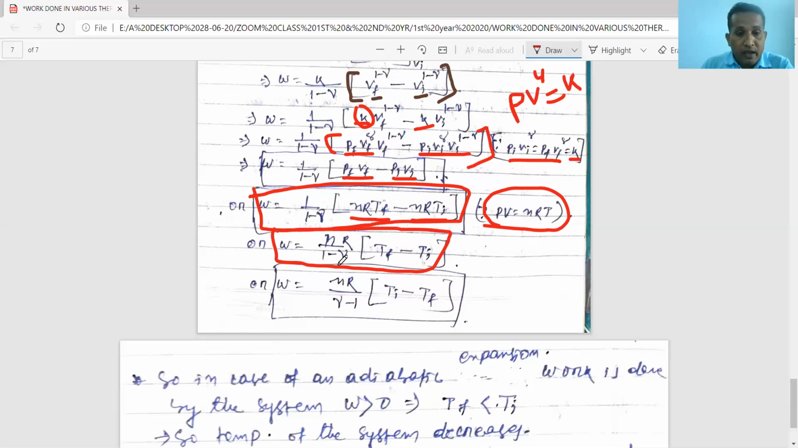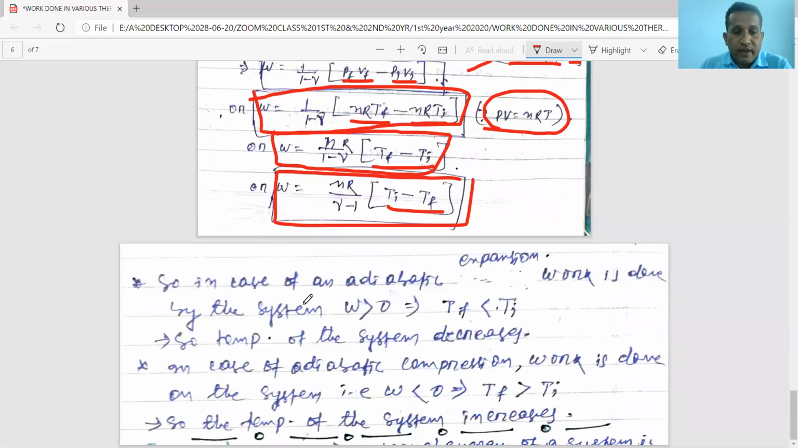As we know, gamma is always greater than 1. So if I write gamma minus 1, this inside becomes Ti minus Tf. So W equal to nR by gamma minus 1 into Ti minus Tf. So in case of an adiabatic expansion, that means if the gas expands, work is done by the system, and here W is greater than 0. We know W is positive in case of thermodynamic work done by the gas or by the system.